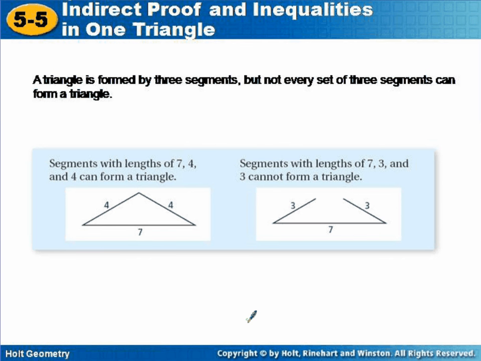Now, triangles have 3 sides, but not every 3 side lengths can make a triangle. So you can have a triangle that's made out of one side's 7, one side's 4, one side's 4. That's possible. But you cannot do a triangle where one side is 7, one side's 3, and one side 3. The 2 short sides won't be long enough to meet each other in the middle. It won't work out. No matter how you arrange those sides, it would not work out.